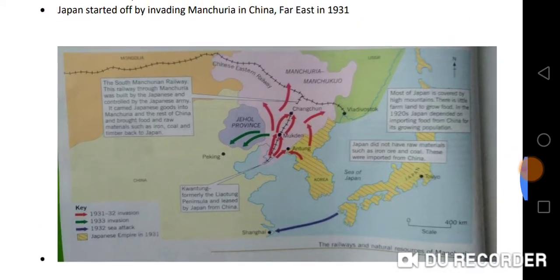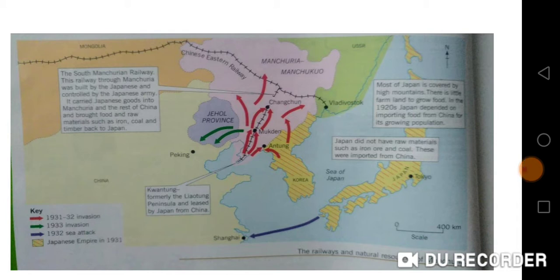And then if you'll take a closer look at the image below, we'll see that it gives you an idea of the railway and natural resources of Manchuria, also the distance between Manchuria and Japan, and how the invasion took place by sea as well as by land.